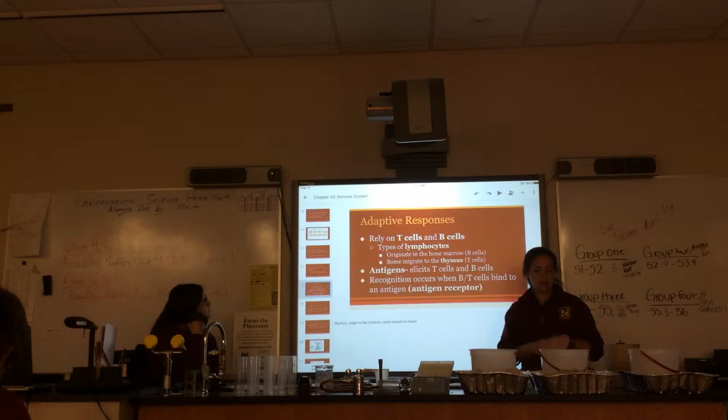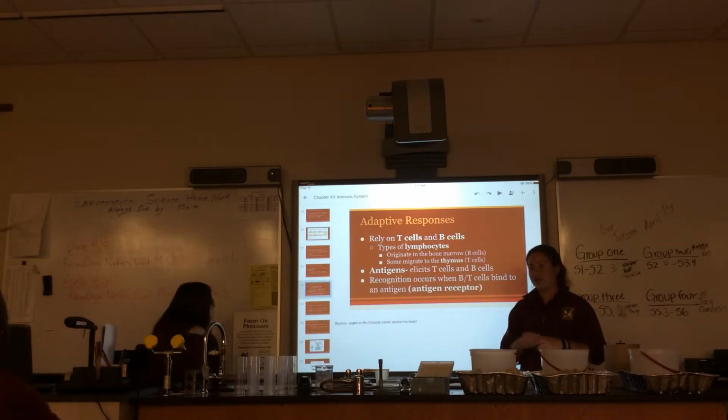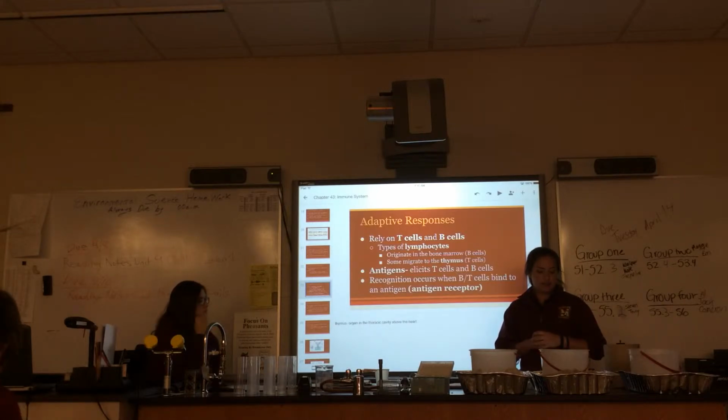Adaptive responses. These rely on T cells and B cells, and these kinds of cells are types of lymphocytes. The B cells originate in the bone marrow, so you can remember that by B, bone marrow, B cells. And then others migrate to the thymus, or T cells. You can also remember that: thymus, T. And then the antigens elicit T cells and B cells to the area. Recognition occurs when B and T cells bind to an antigen, through an antigen receptor. Does anyone have questions on that?